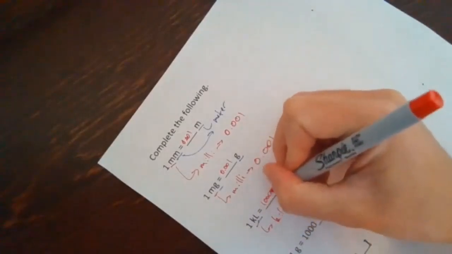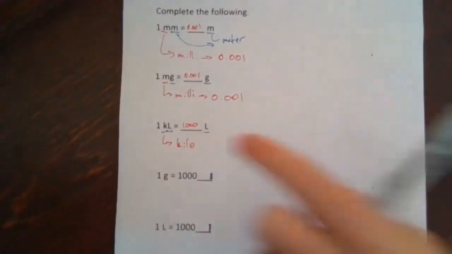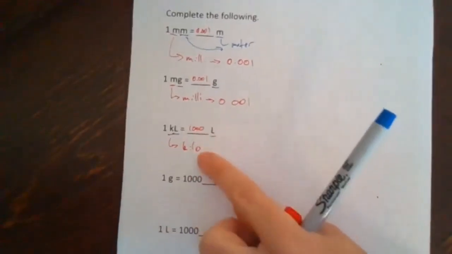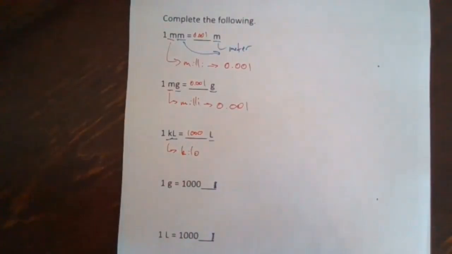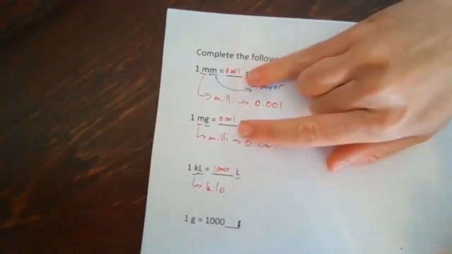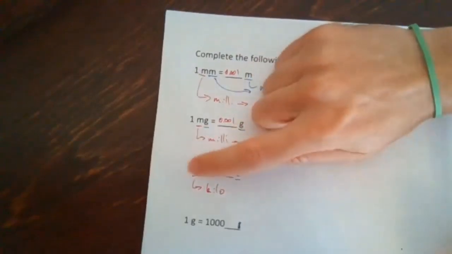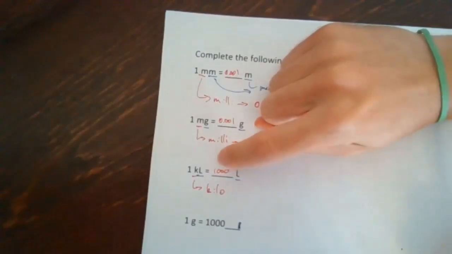Kilo is 1,000. So kilo, 1,000. And so whenever we see that 1 KL would be this. So we can see that these are just generically true. In much the same way that milli, didn't matter if it was millimeter or milligram, it was 1,000th. The kilo, it doesn't matter what you're measuring, will always be 1,000 of that thing.